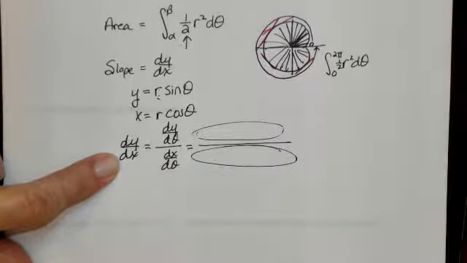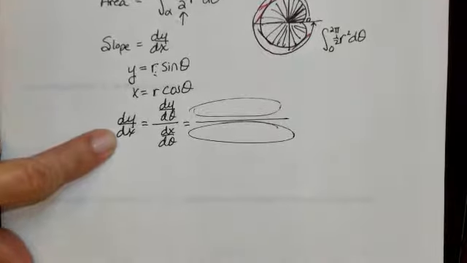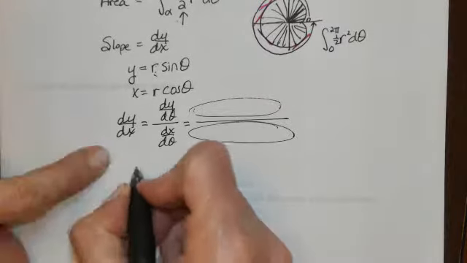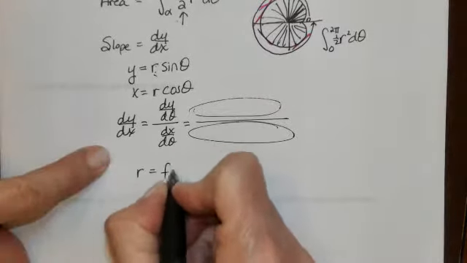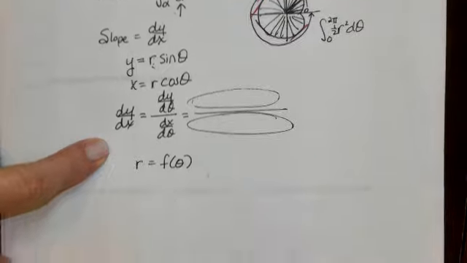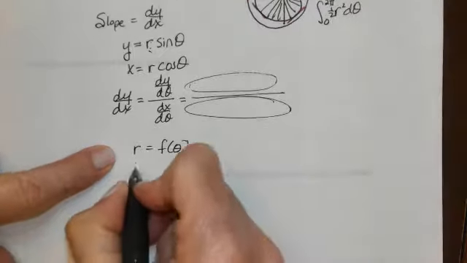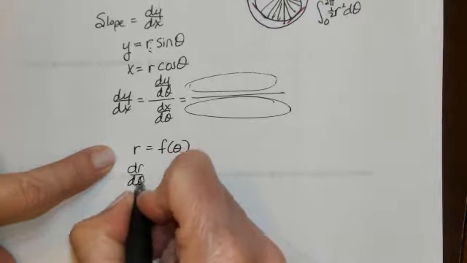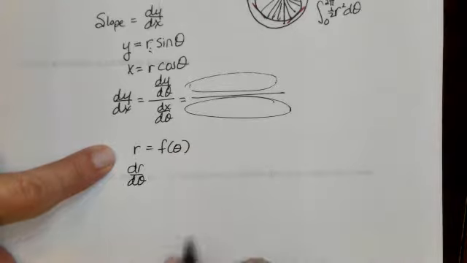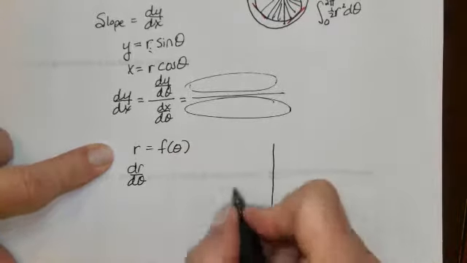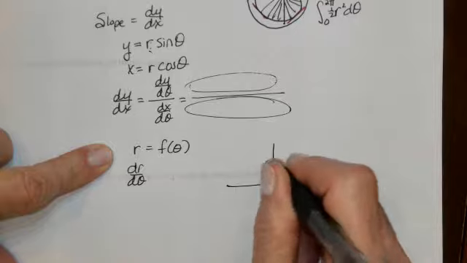Okay, the last thing we need to talk about before we get to the examples is we do have r as a function of theta, and the question is, what is dr d theta? It's not the slope of the tangent line, but what is it? It does have meaning, and here's the meaning. Let's pull back up that little limacon.